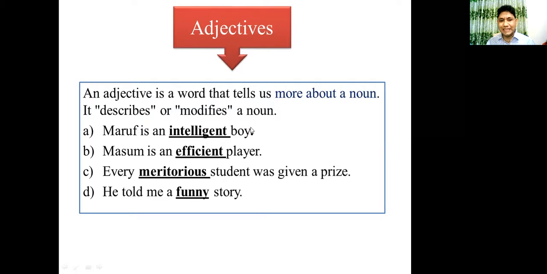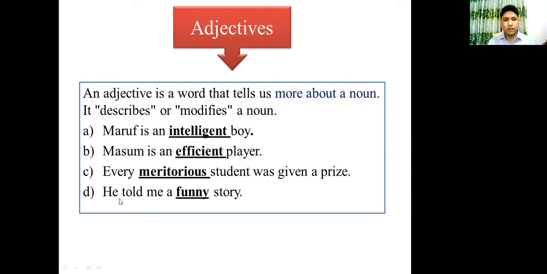Maruf is an intelligent boy. Boy is a noun here, so the noun is modified by using the adjective intelligent. Masum is an efficient player. Here player is a noun and it is modified by using an adjective that is efficient. Every meritorious student was given a prize. Student is a noun here and meritorious is an adjective, so this adjective modifies student.